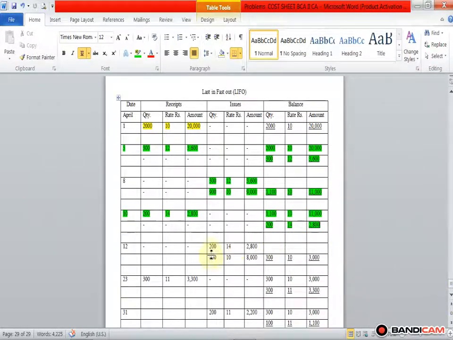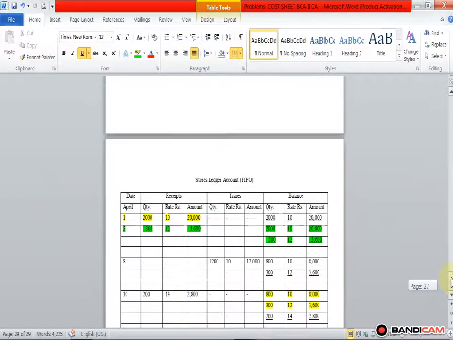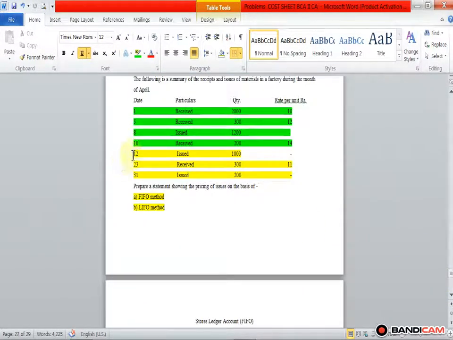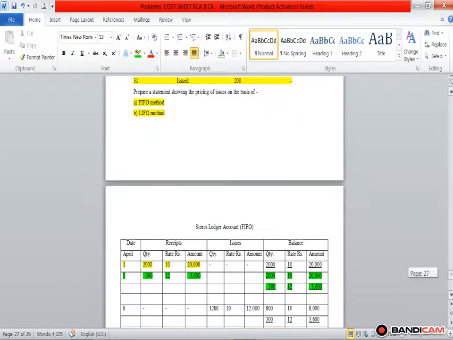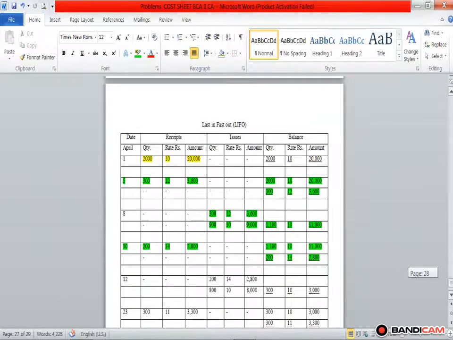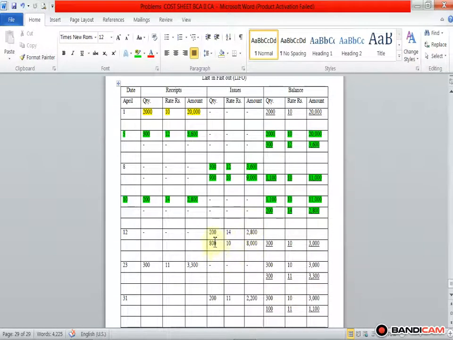On 12th April we issued a material. The factory has issued 1000 quantity. So our method is last in first out. Here we issue the material from those which are received last. So the 200 units received last are issued first. So here we issued the 200 units.